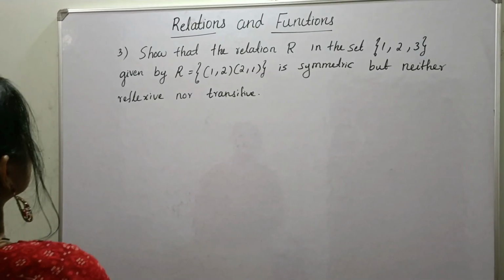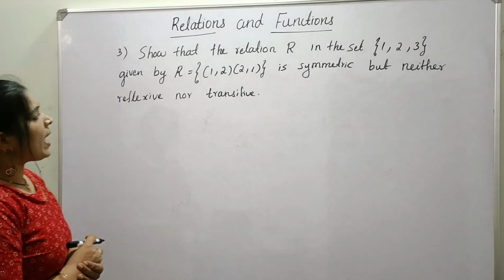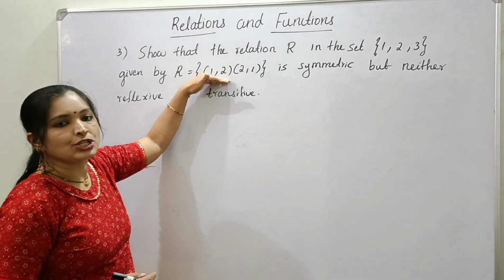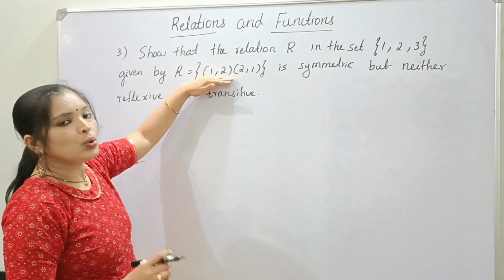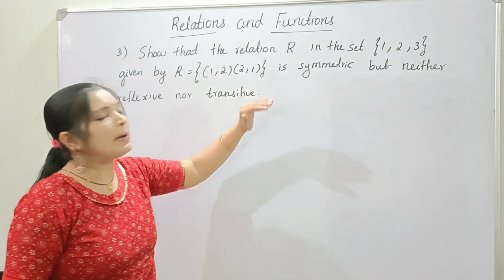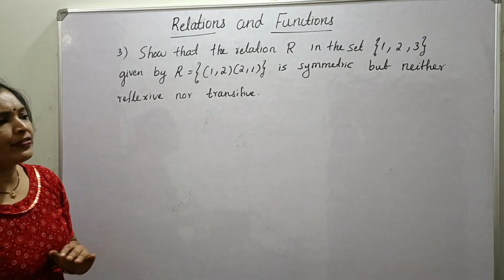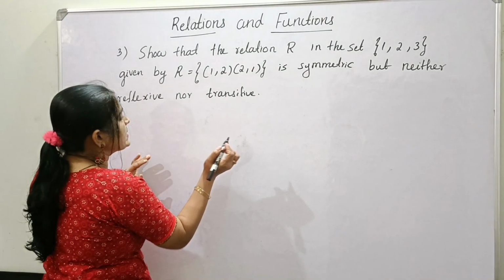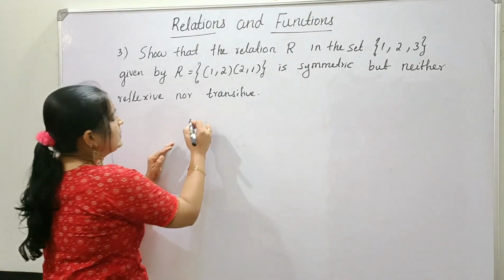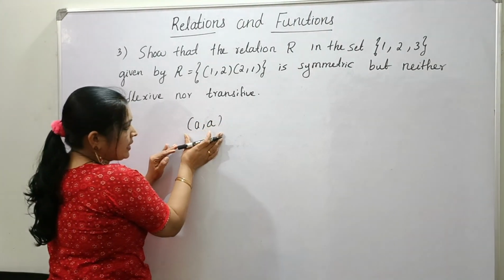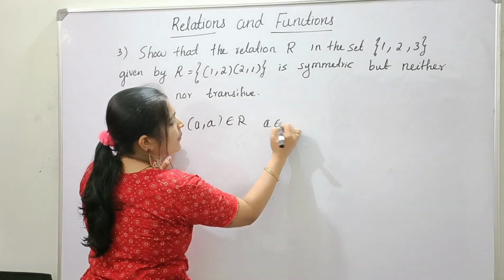Next example, show that the relation R in the set {1, 2, 3} given by R equal to the given relation, these are the elements of this relation, ordered pairs (1, 2), (2, 1), is symmetric but neither reflexive nor transitive. See, according to the definition, what is reflexive? Reflexive is nothing but a relation R in the set A, where (A, A) belongs to R for every A belongs to A.